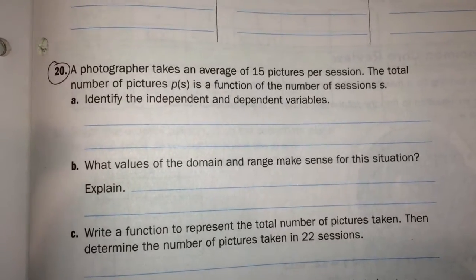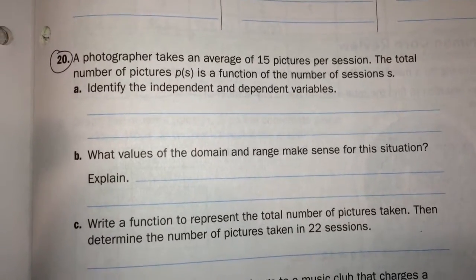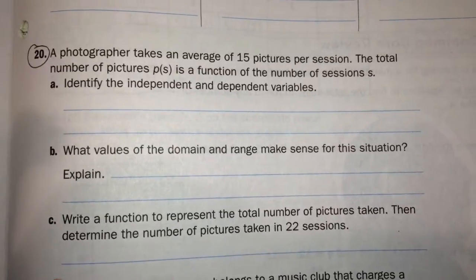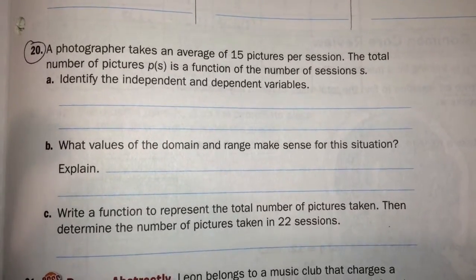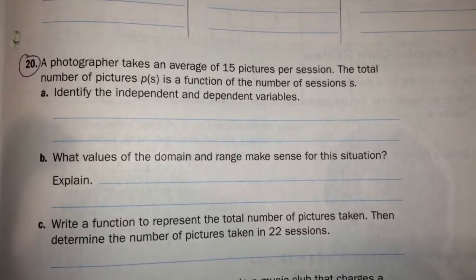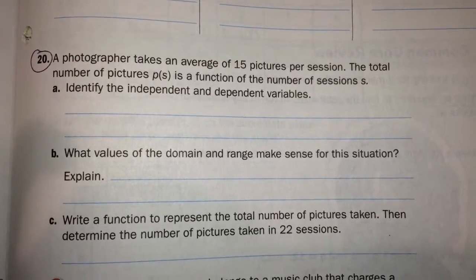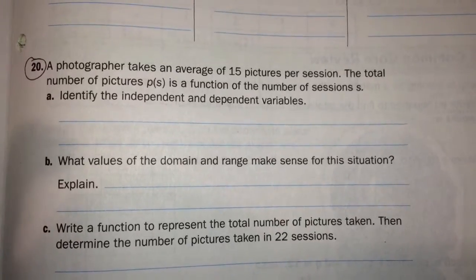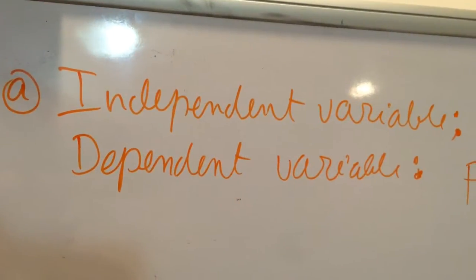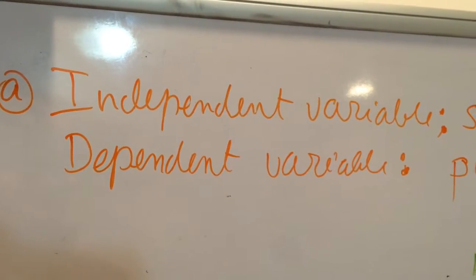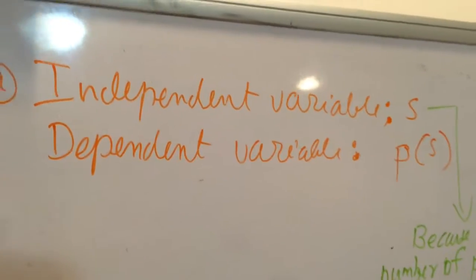Right, take a look at this question. Okay, read question number 20. Question number 20 has three sections, A, B and C. Read this question, pause it if you need to. So the first question is to identify the dependent and independent variable.